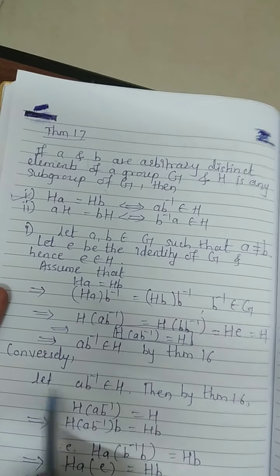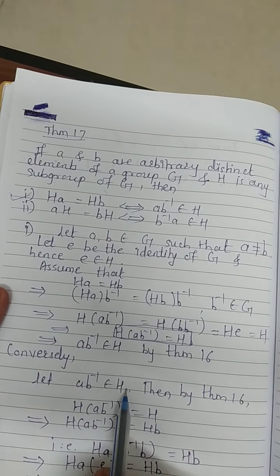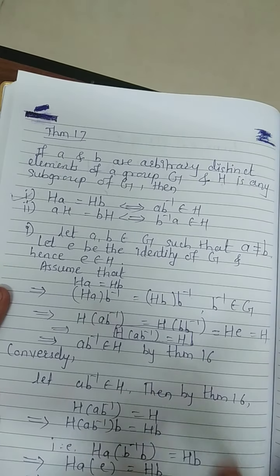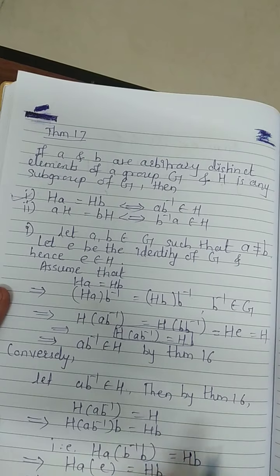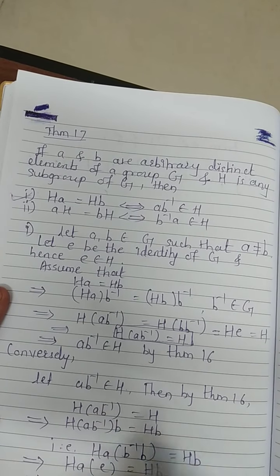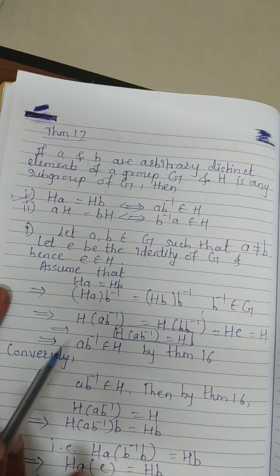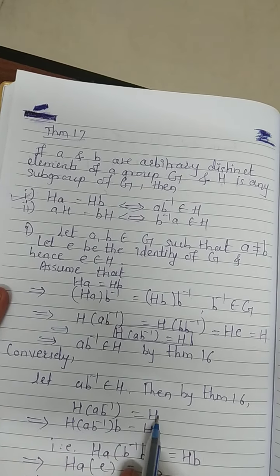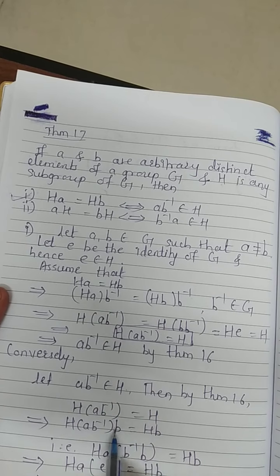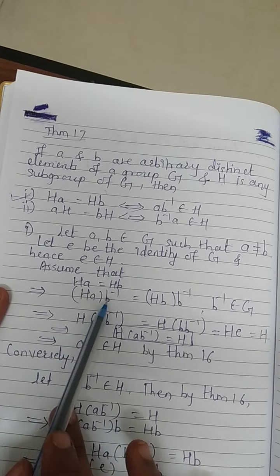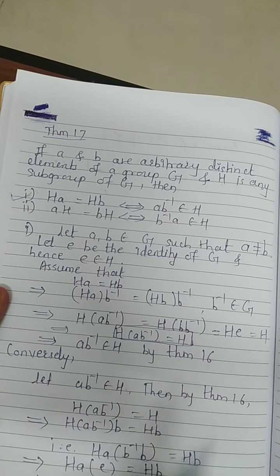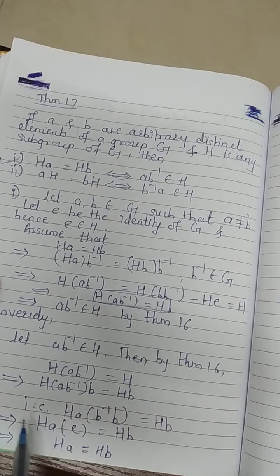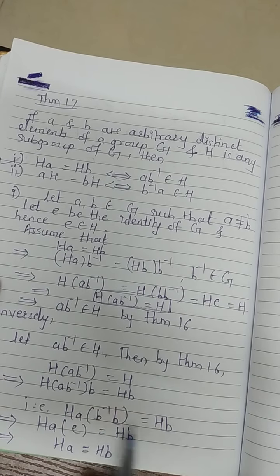Take AB inverse belongs to H, and we have to show right coset of A is equal to right coset of B. Understood? So let AB inverse belong to H; by theorem 16, take the reverse step of this part first. H of AB inverse is equal to H. Multiply both sides by B. In the above step we multiplied by B inverse. Now here multiply both sides by B. So you will get H AB inverse B is equal to HB.